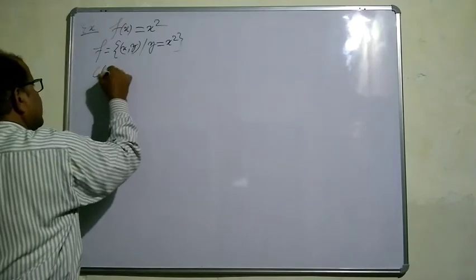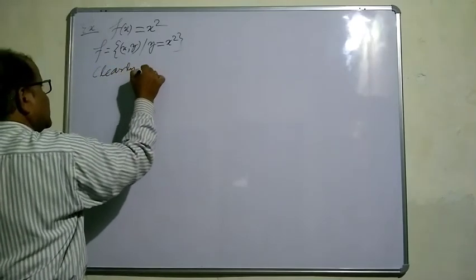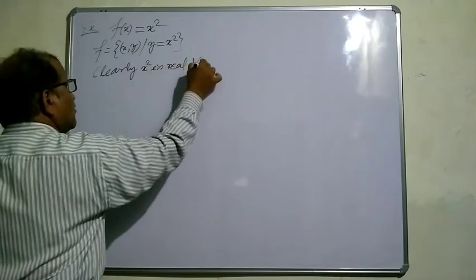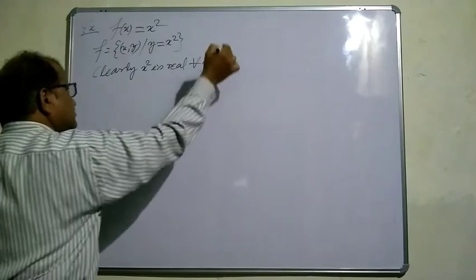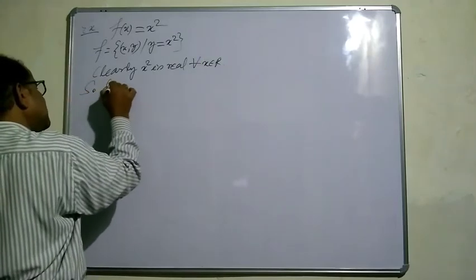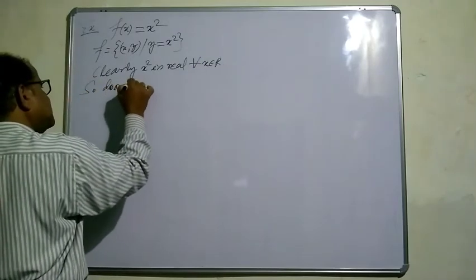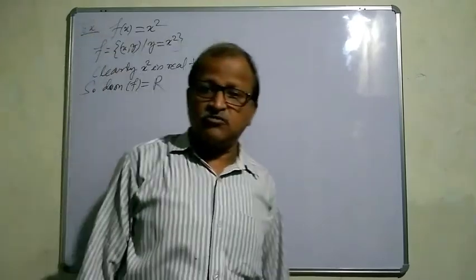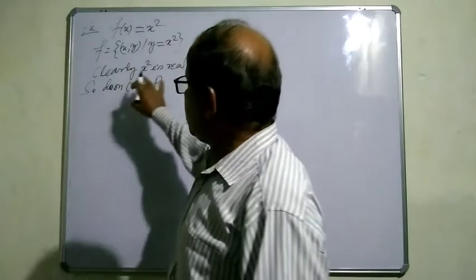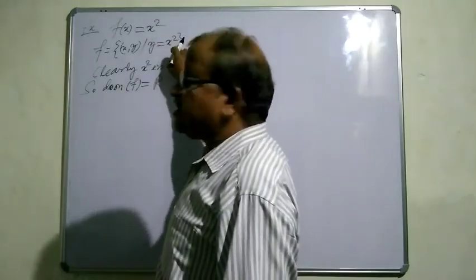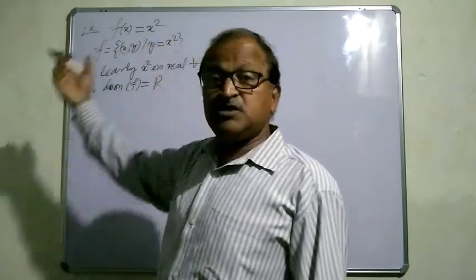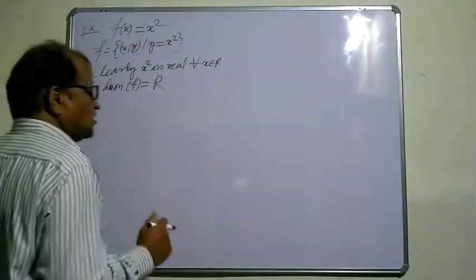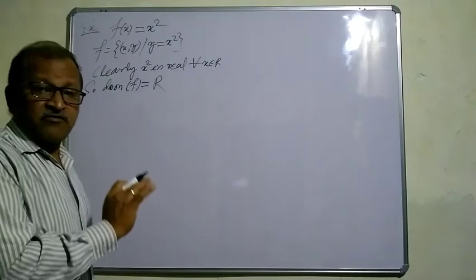Clearly, x square is real for all x belongs to R, right? So the domain of this function is equal to R. Okay? Because for every real value of x, x square is real. So the domain is this. Now let us plot the graph.